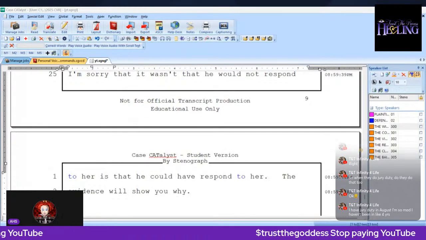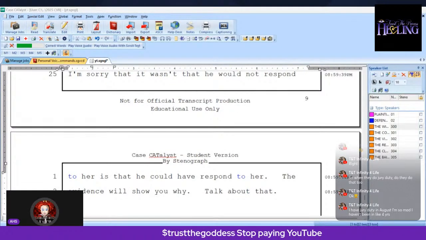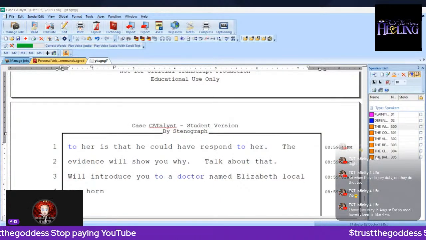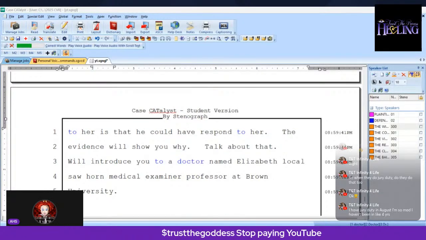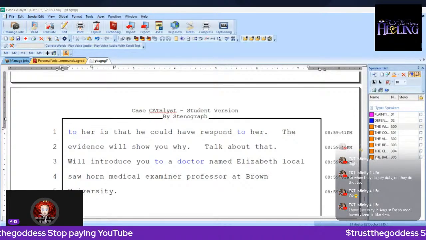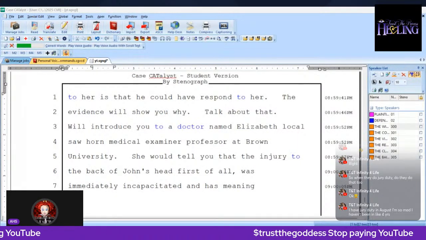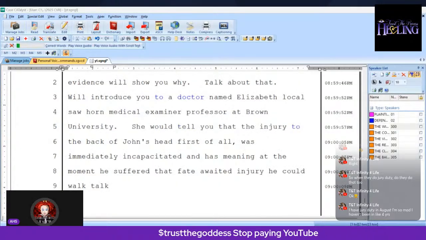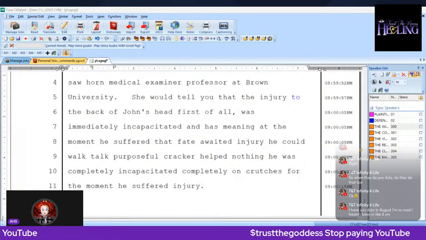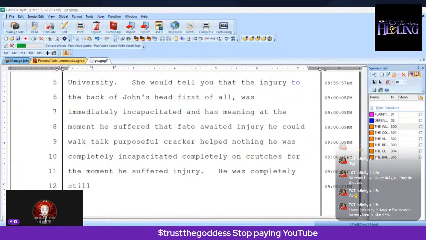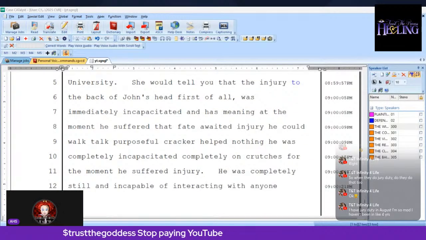Let's talk about that. We'll introduce you to a doctor named Elizabeth Lobosada, a renowned forensic pathologist, a medical examiner, and a professor at Brown University. She will tell you that the injury to the back of John's head, first of all, was immediately incapacitating, and that has meaning. At the moment he suffered that fatal head injury, he couldn't walk, talk, grab his phone, cry for help, nothing. He was completely incapacitated, completely unconscious from the moment he suffered that injury. He was completely still and incapable of interacting with anyone or anything.